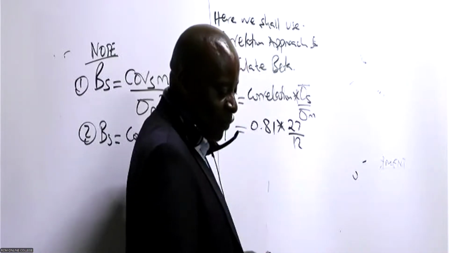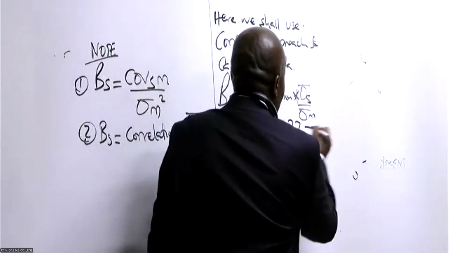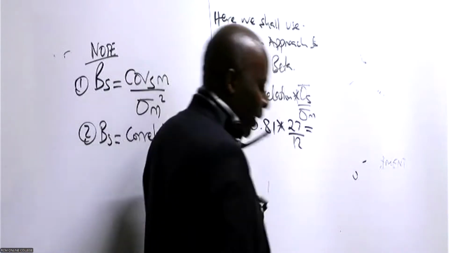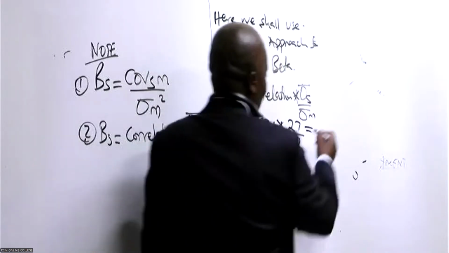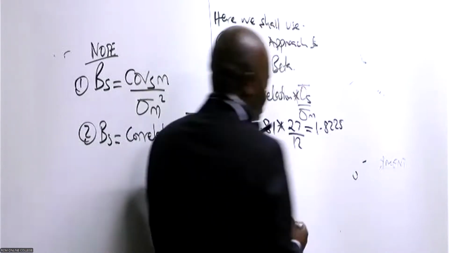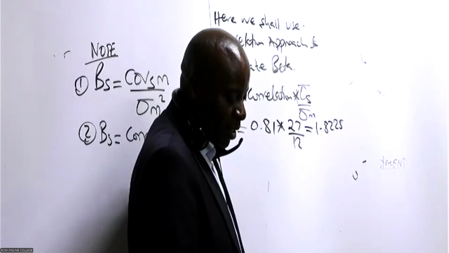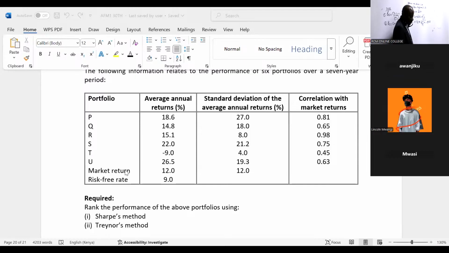So they are giving us an answer here. They're telling us that the beta for P equals 1.8225. Is that okay? I repeat, why 12? It's because you see the standard deviation of the market. The examiner never wanted to give it to you directly. They only gave it to us here, under market return. This is the standard deviation of the market, given here. So they're giving me an answer of 1.8225.